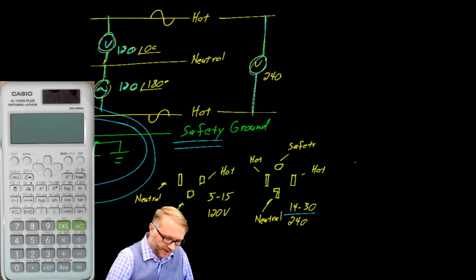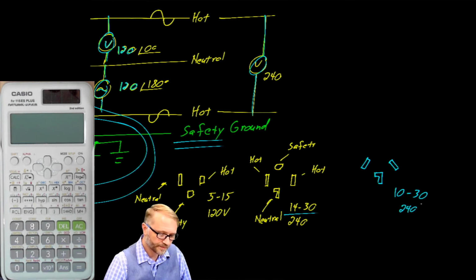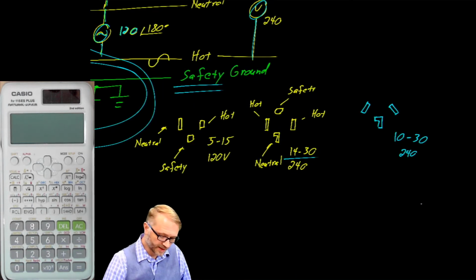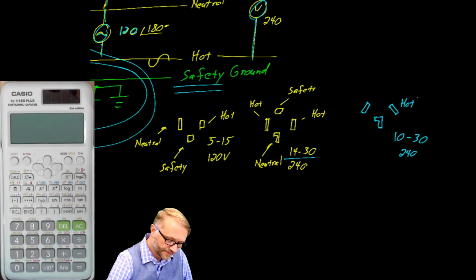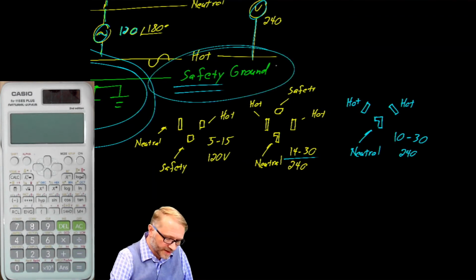If you have an older house, you may find receptacles that look like this. And this is the older 10-30. It provides 240 volts. These particular ones have hot and neutral. You'll notice that they don't have a safety ground. These have been what's called grandfathered into the system.